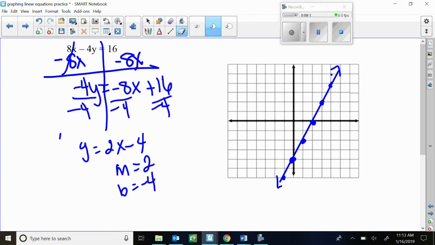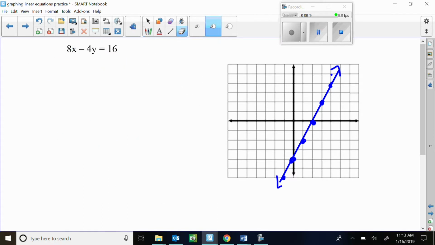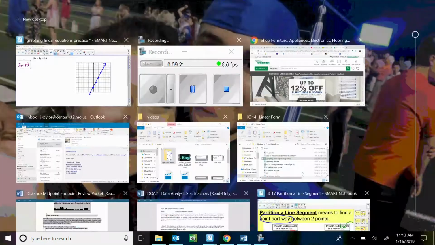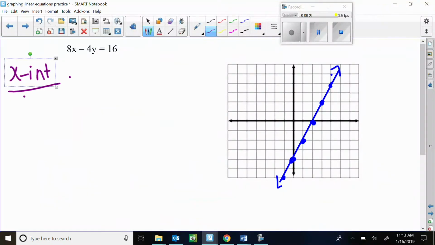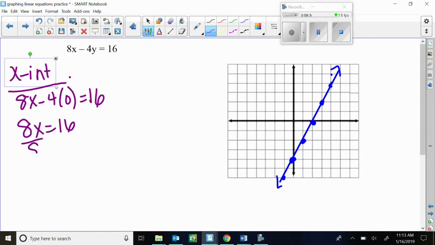The second way is you can actually find your x and y intercepts and graph your intercepts. So we'll do that in purple. So I'm going to find my x-intercept. My apologies there. So I'm going to have 8x minus 4 times 0 equals 16. 8x equals 16. Divide both sides by 8. X equals 2. So I'm going to have 2, 0.